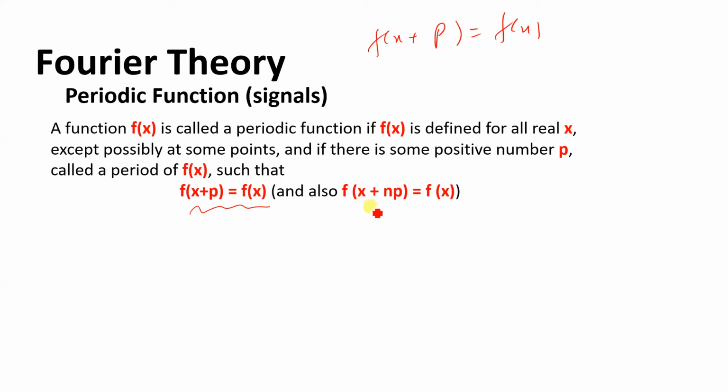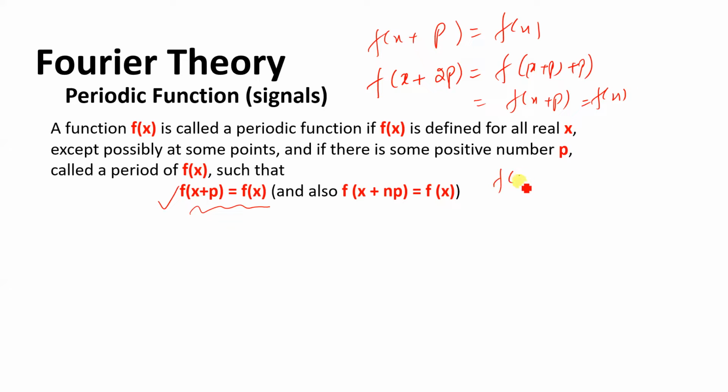So we can conclude from this result that f(x + np) is equal to f(x). For instance, if we consider f(x + 2p), then it can be written as f(x + p + p). And since the function is periodic and its period is p, we can write it as f(x + p), and using this result, this is equal to f(x). Similarly, we can see that f(x + 3p) is also equal to f(x), and continuing this way, f(x + np) is equal to f(x).